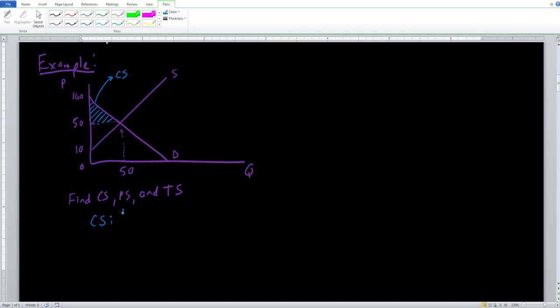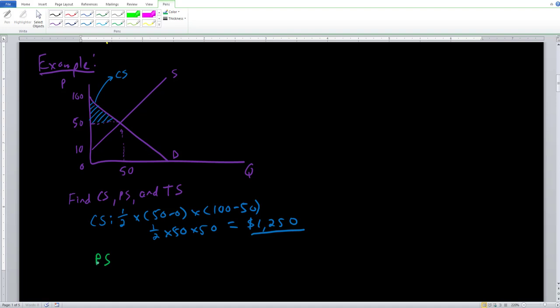So half the base times the height: 1/2 times 50 minus 0 times 100 minus 50. You want to plug this into your calculator and simplify it as much as you can. 1/2 times 50 times 50 will give us $1,250 worth of consumer surplus. Knowing this, go ahead and find what producer surplus is going to be.